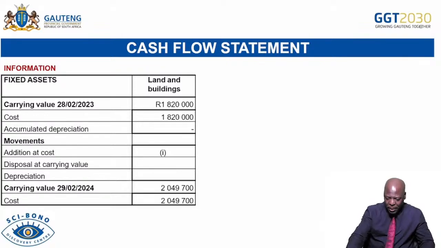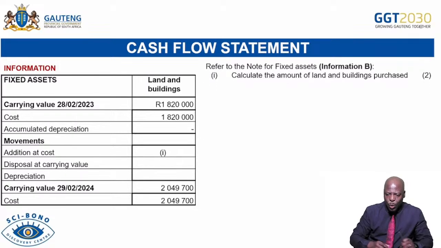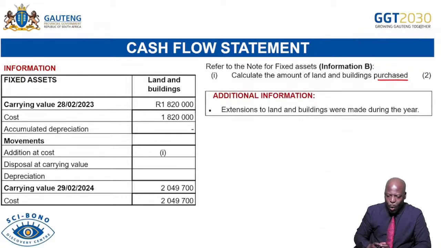So the first thing that we're going to do is to calculate the amount of land and buildings that were purchased. That's what we're going to do now. And let's quickly go and do that. What information were we given? We were told extensions to land and buildings were made during the year.